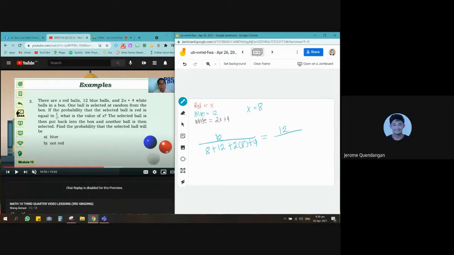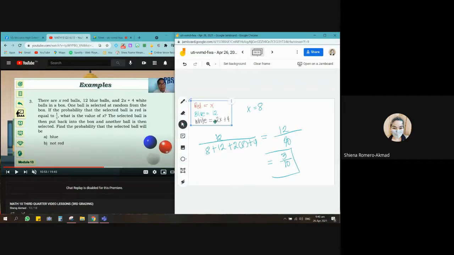40 po. 40. Or, what is the simplest form of this? 3 over 10 po. 3 over 10, correct? So, yung probability for us to select the ball that is blue is 3 over 10. So, maliit lang yung chance no, na ang makuha natin ay blue balls. Next.